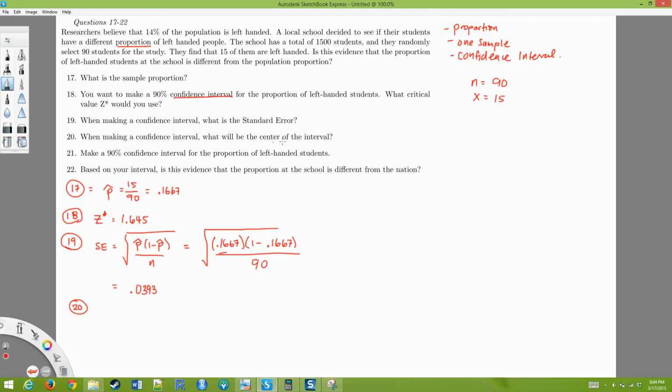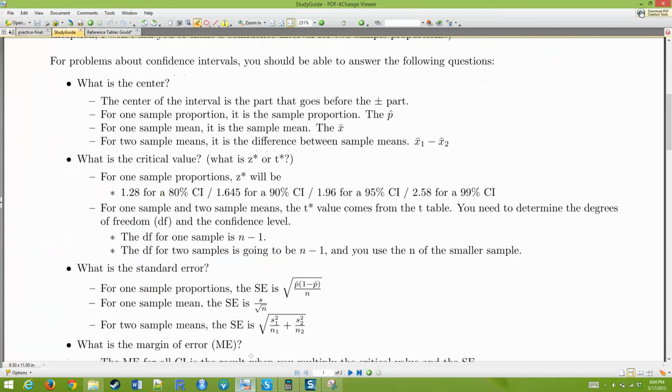Okay, what will the center of the interval be when making a confidence interval? What do we put in the center of our interval? P hat. So the center is going to be 0.1667. Okay, if you weren't sure, you can always look at the study guide center. It says for one sample proportion, it's the sample proportion, the p hat.